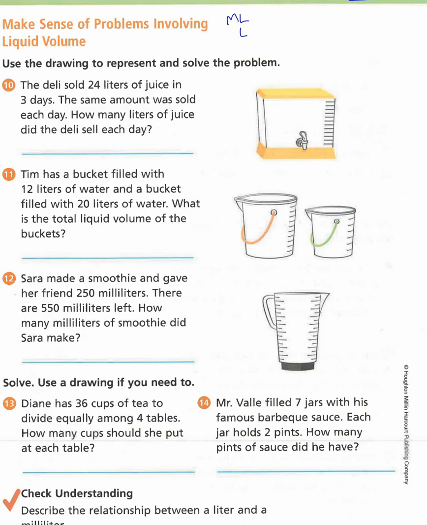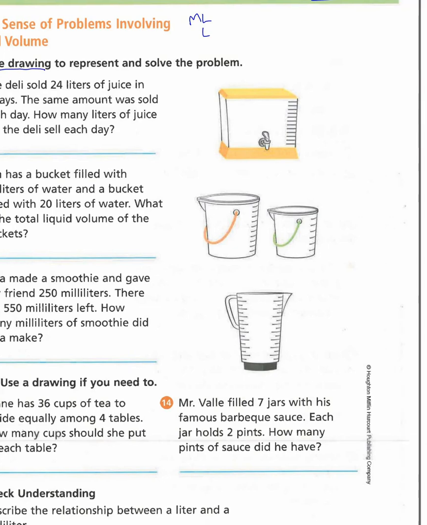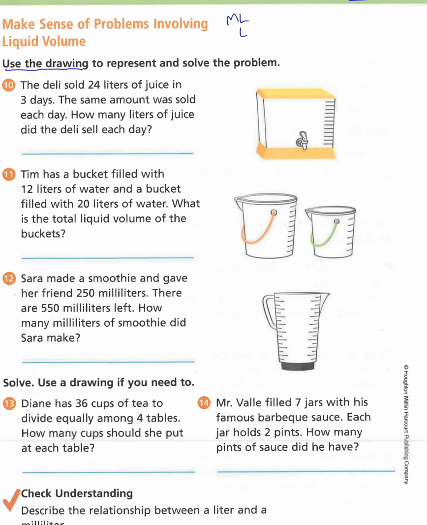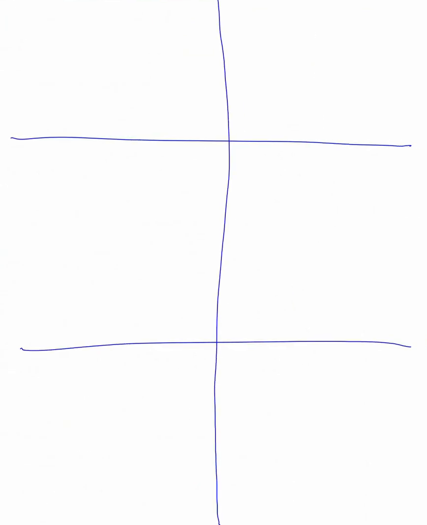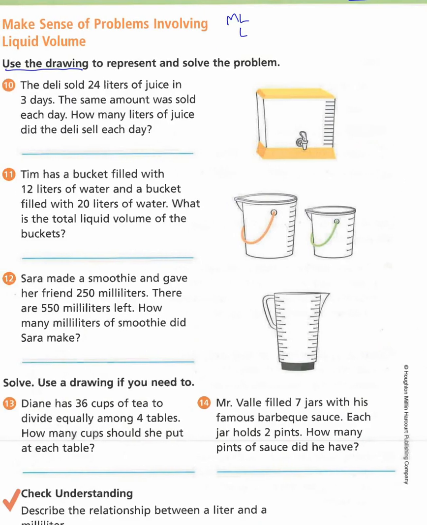We're going to continue making sense of problems involving liquid volume, and again, we're going to use the drawings to represent and solve the problem. Now, I'm going to add a page. I've added a page over here that I'm going to divide into different sections, just to show my thinking. Let's say 10 through 14. So this one is going to be number 10, 11, 12, 13, 14, and then if we need it, that one over there. Okay, so let's start off with number 10.